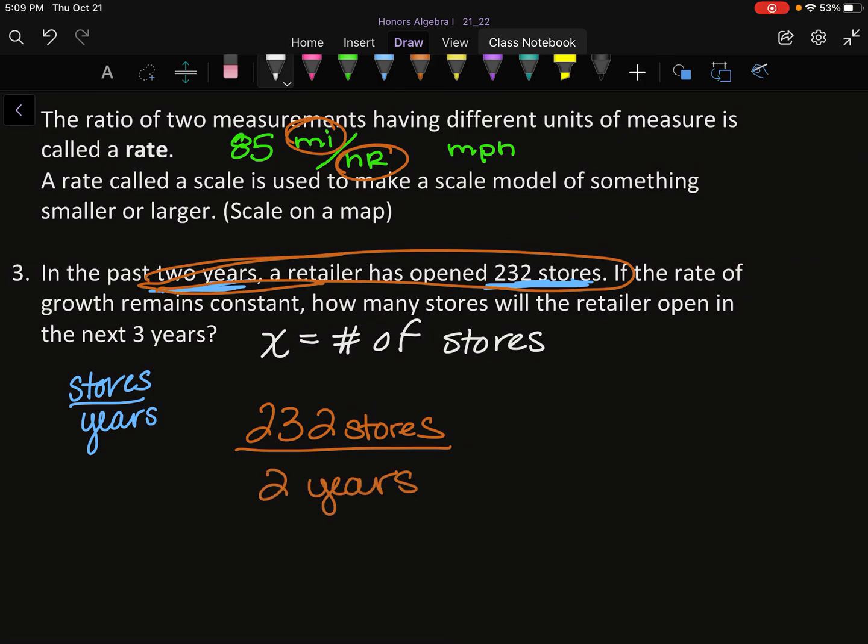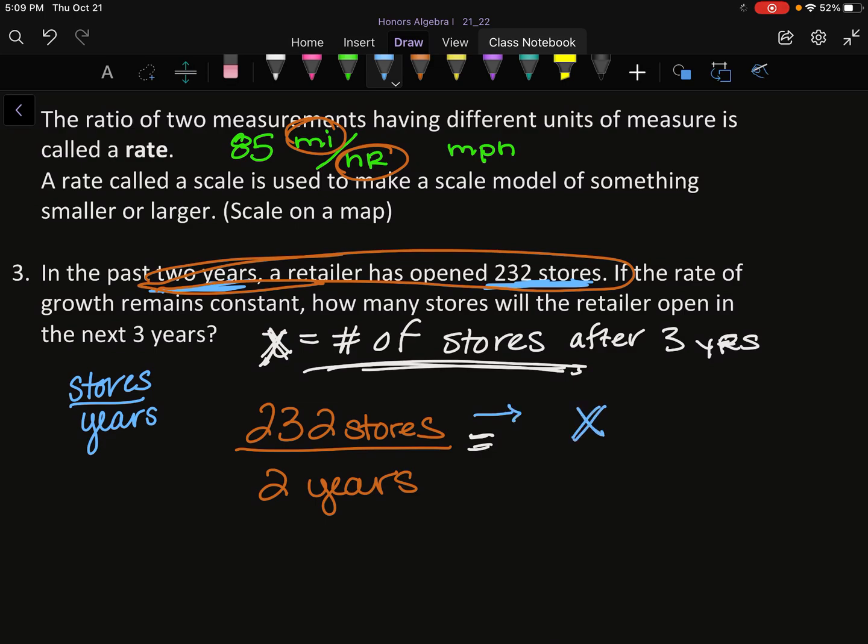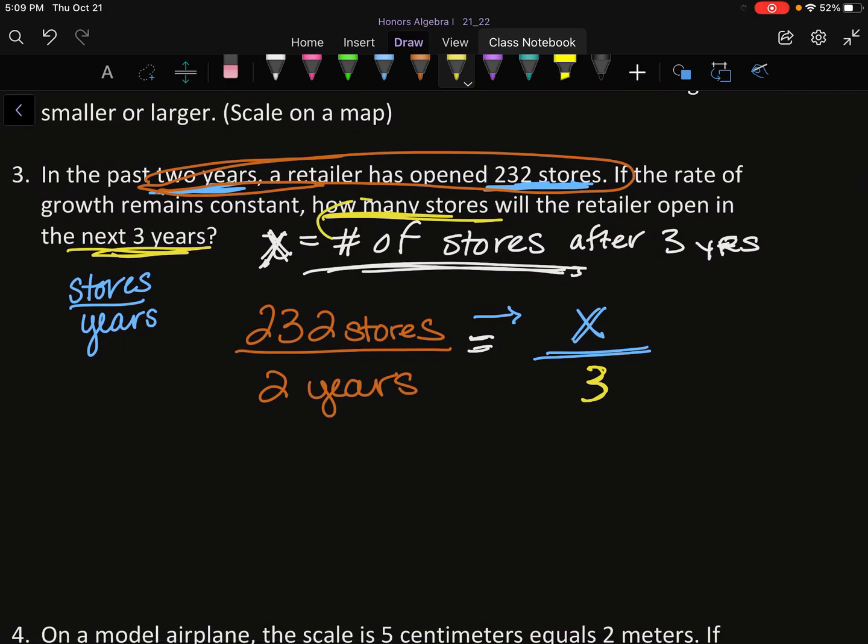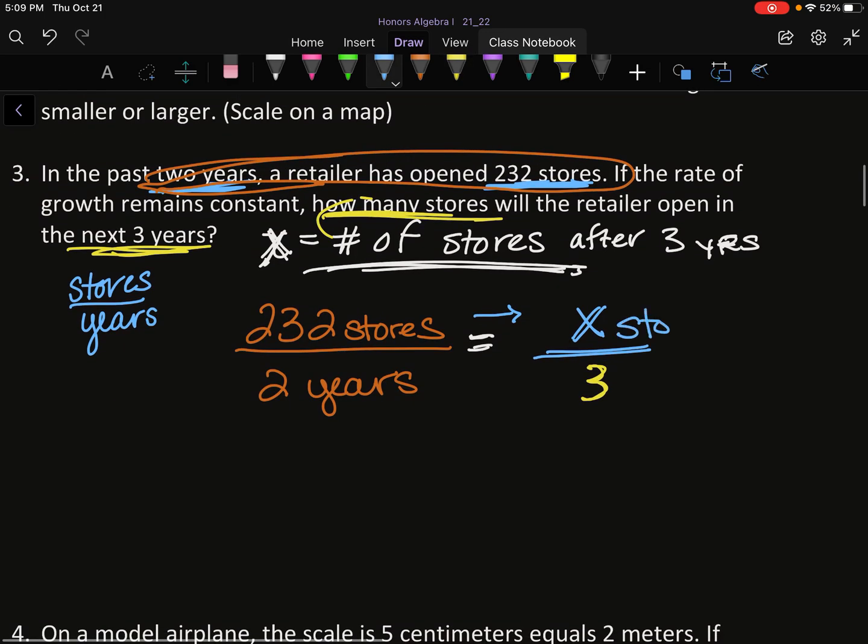Okay, so that was given, and now we have an unknown. It says number of stores, and that's after 3 years. Well, if X is stores, that's got to go across from stores in the numerator. And then in the denominator, it says years, and it asks how many stores in the next 3 years. So you see, we don't know X stores for 3 years. Okay, we go ahead and solve that.